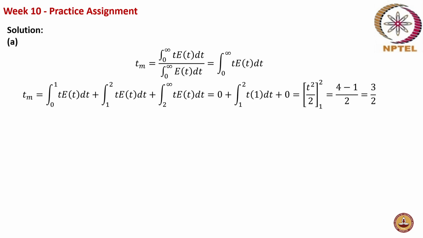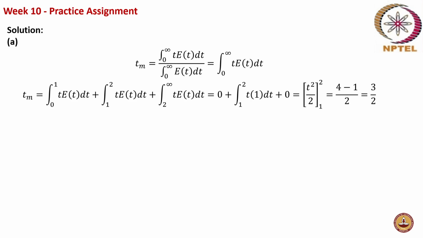We have been given 3 different ranges, so we have to split this integral. The mean residence time is given by integral 0 to 1 t into E of t dt plus integral 1 to 2 t into E of t dt plus integral 2 to infinity t into E of t dt. Why are we splitting into 3? Because we have been given E of t values in 3 different ranges. One is time less than 1, the next is time between 1 and 2 minutes, and then after 2 minutes. So that is why we split it into 3, and then we have to incorporate the values.